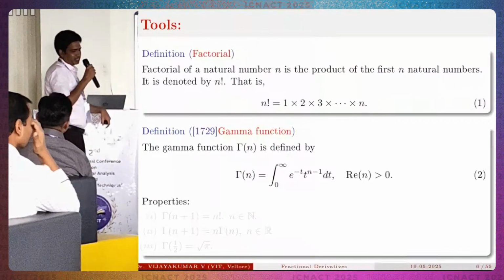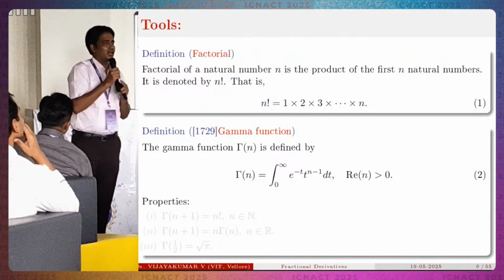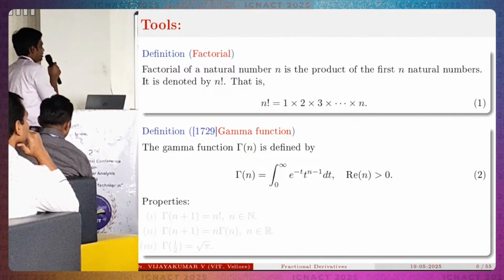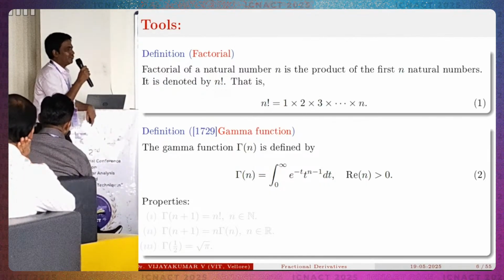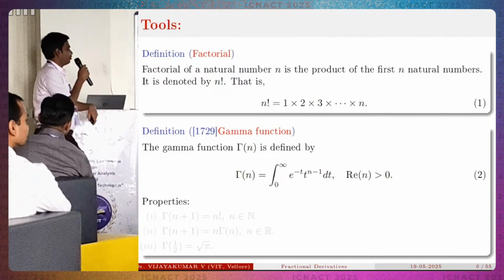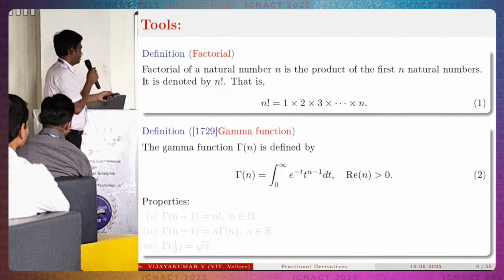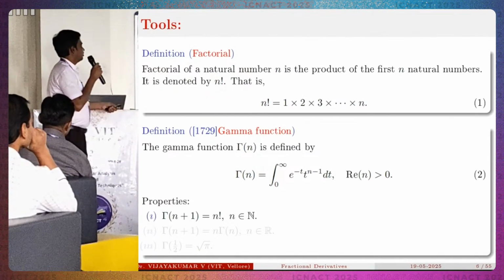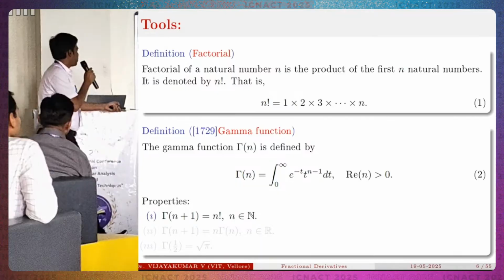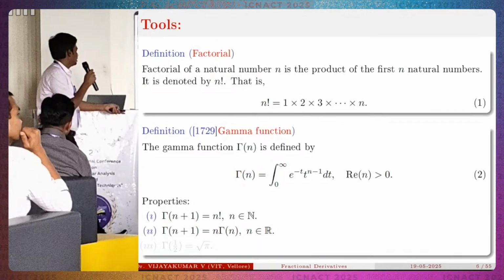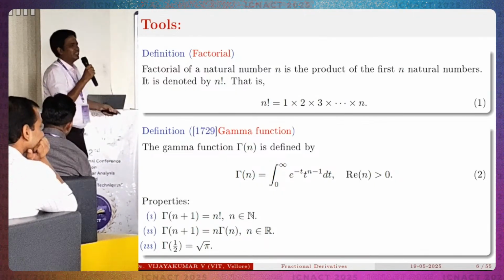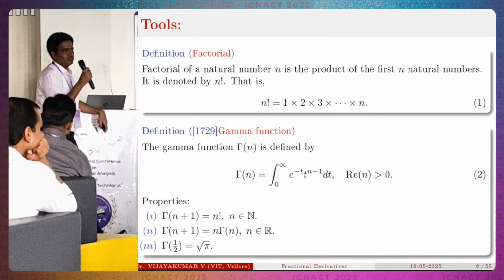For learning fractional calculus, for deriving the solutions or the derivations, we need some basic tools. The very important one is factorial, n factorial. Another one we need to use is the gamma function, gamma of n equal to an integral. Then the properties of factorial we also require: gamma of n plus 1 equal to n factorial, gamma of n plus 1 equal to n gamma n, and gamma of 1 by 2 equal to root pi. These three are very important for getting very basic results, for example the half derivative of x. We are going to use these things.